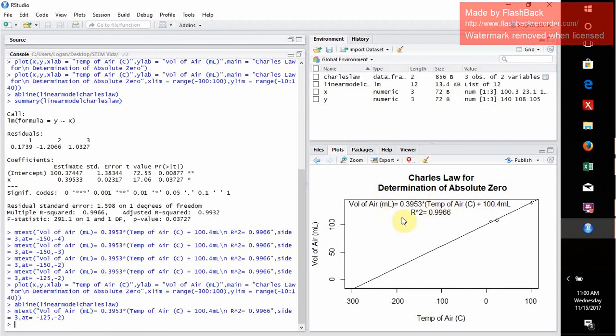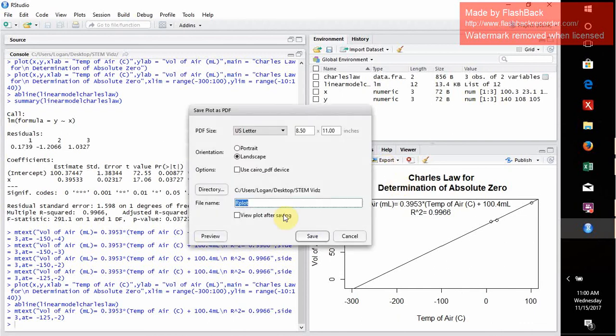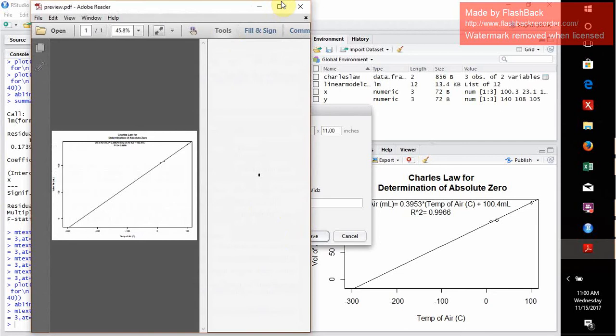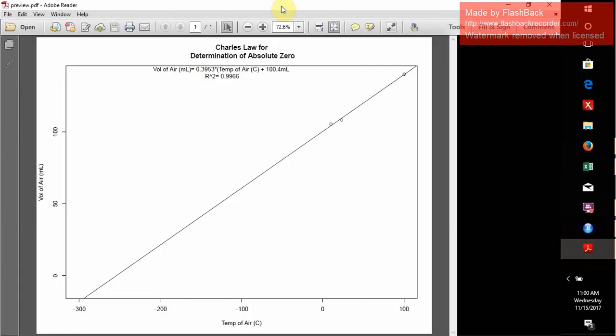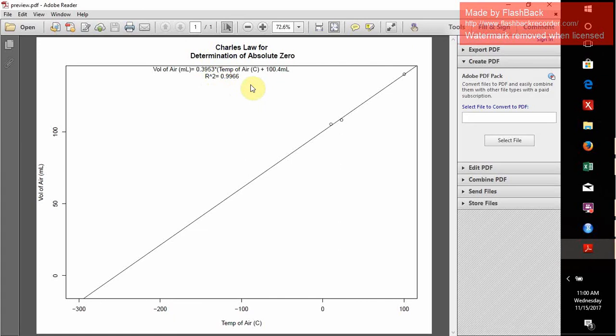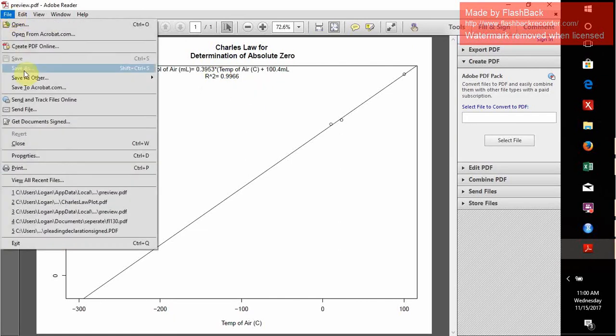in a way that works out. So what we can do now that we have our plot, is we can go ahead and save it as a PDF. Let's go ahead and preview that to make sure that it looks good. That looks good. We could move this down a little bit, but let's go ahead and just leave it as is. Let's go ahead and save this.